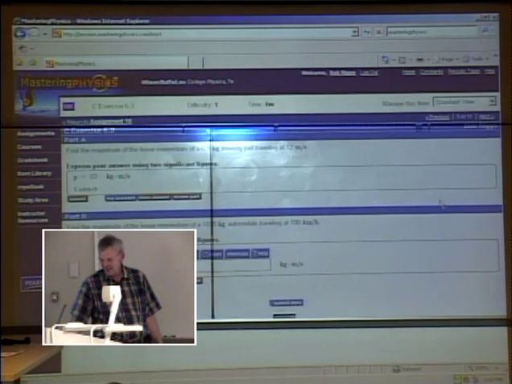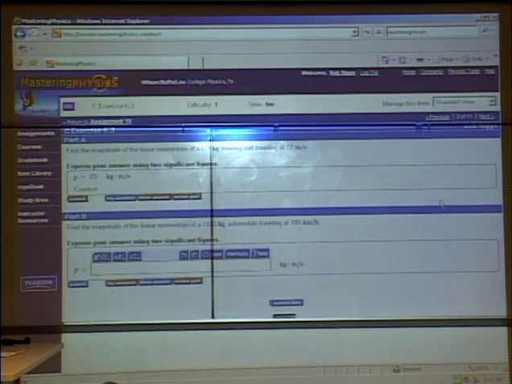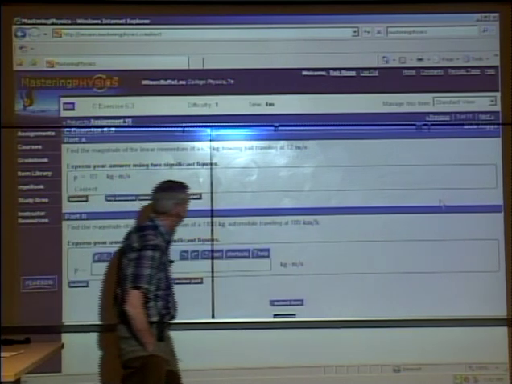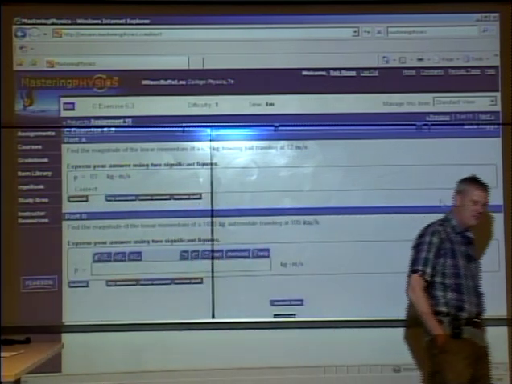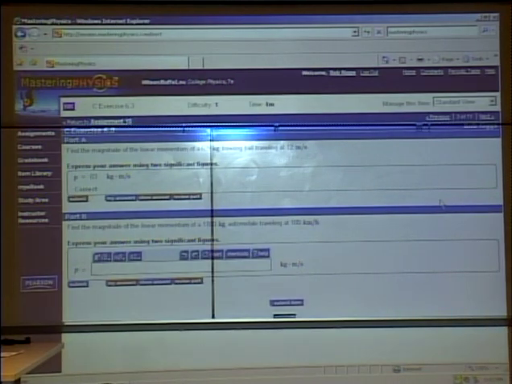Hopefully this one's not answered. Oh, shoot. Darn it. It is. Well, this isn't too hard. Find the magnitude of the linear momentum of a 6.9 kilogram bowling ball traveling along at 12 meters per second. What's the formula for linear momentum?